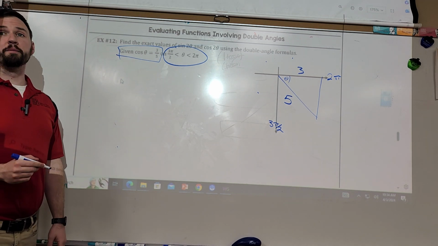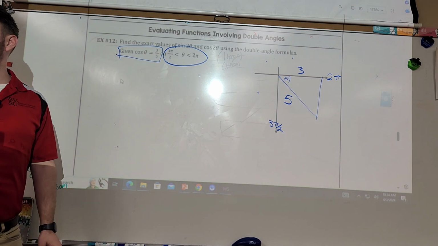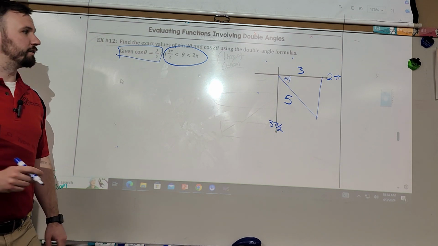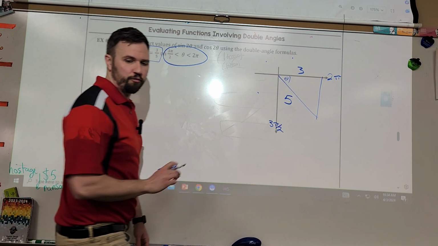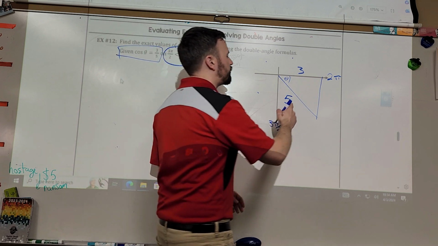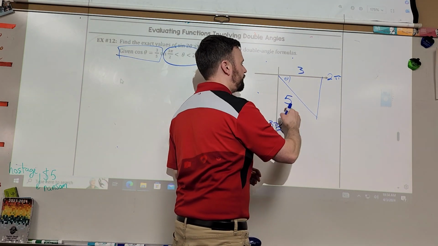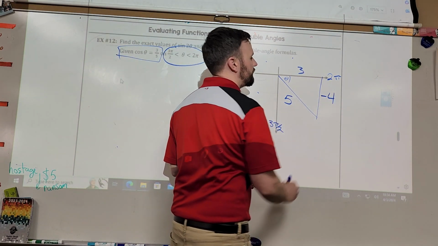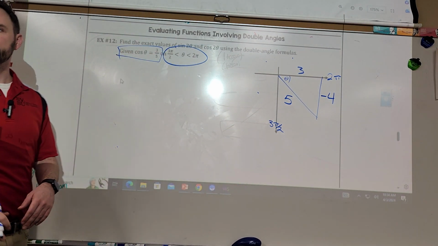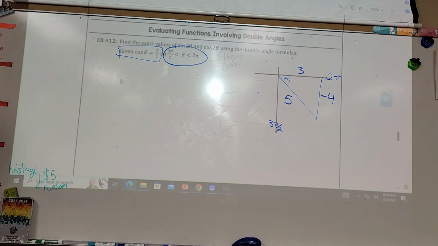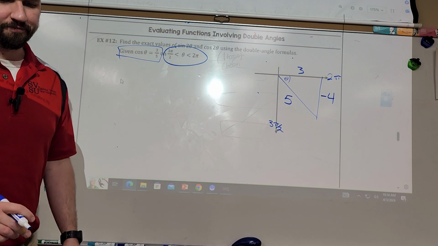So my cosine is going to be positive. What's my sine going to be? Just kind of think about it. Sine's going to be negative, right? Right away, what kind of triangle is this? It's a 3, 4, 5. I'm going to make that -4 because I went down, right? Ay caramba.